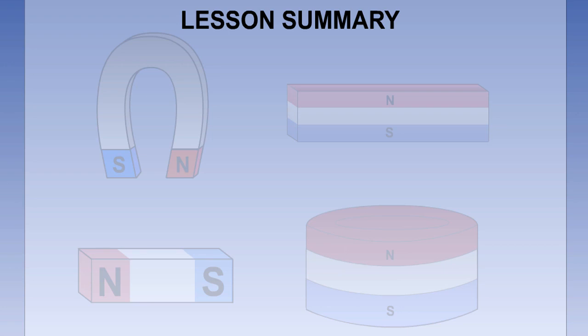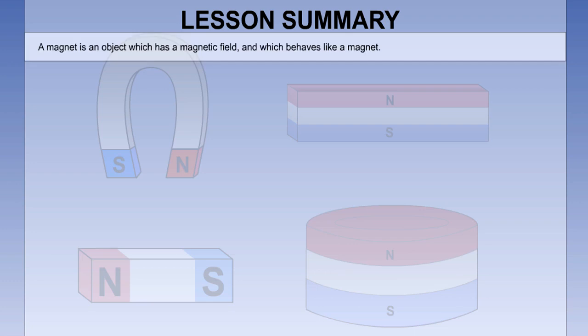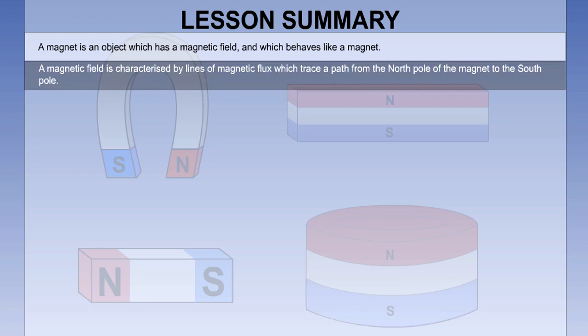That is the end of the lesson. Here is a summary of the important points which have been made in this lesson. A magnet is an object which has a magnetic field, and which behaves like a magnet. This magnetic field is characterized by lines of magnetic flux, which trace a path from the north pole of the magnet to the south pole.